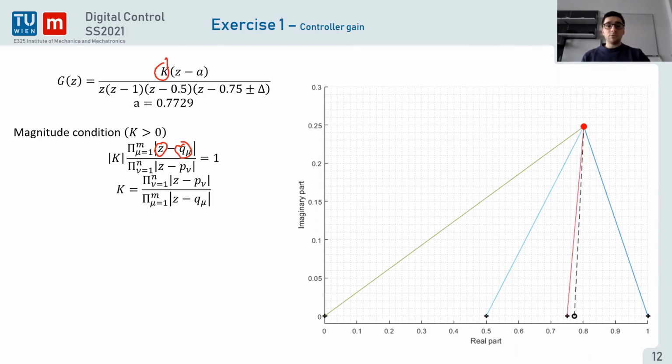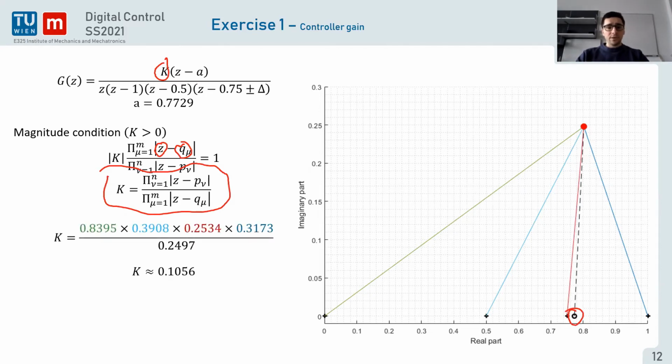Here we know that k should be bigger than 0, so we can skip the absolute value on k, and we can reorder the expression to find k as a function of the product of the distance between the desired pole and the current poles, divided by the product of the distance between the desired pole and the 0 of our system. And we have only 1 0, and we know where it is now because we've just computed it before.